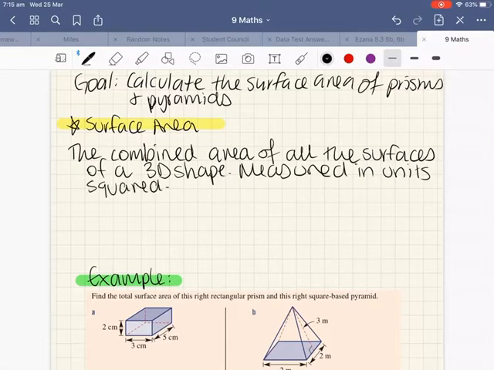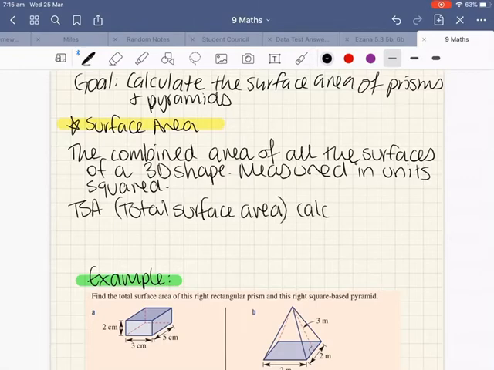And what we're normally working with is what's called the TSA, which is called the total surface area. That is calculated by simply adding up the area of all the sides. So we're going to write: TSA, total surface area, is calculated by adding the area of all sides together.